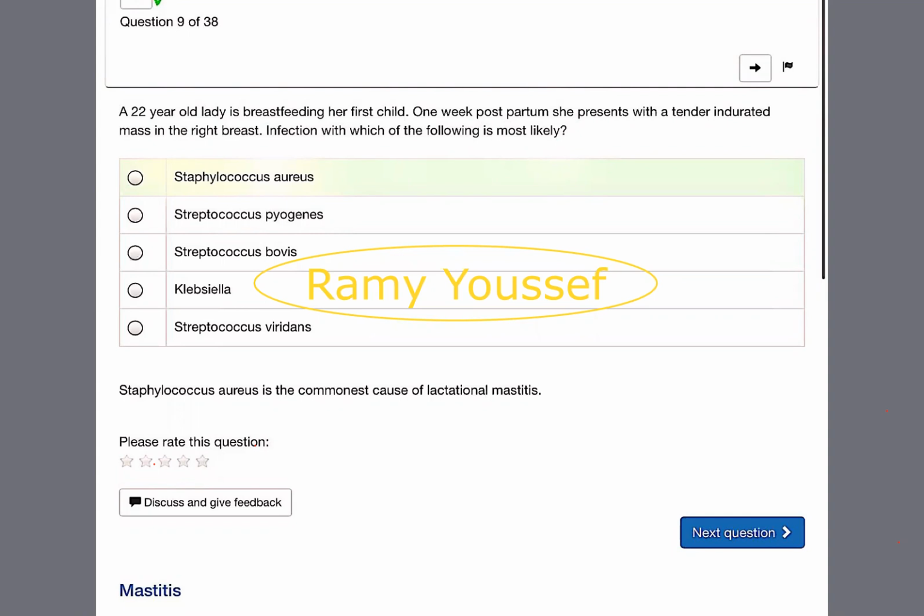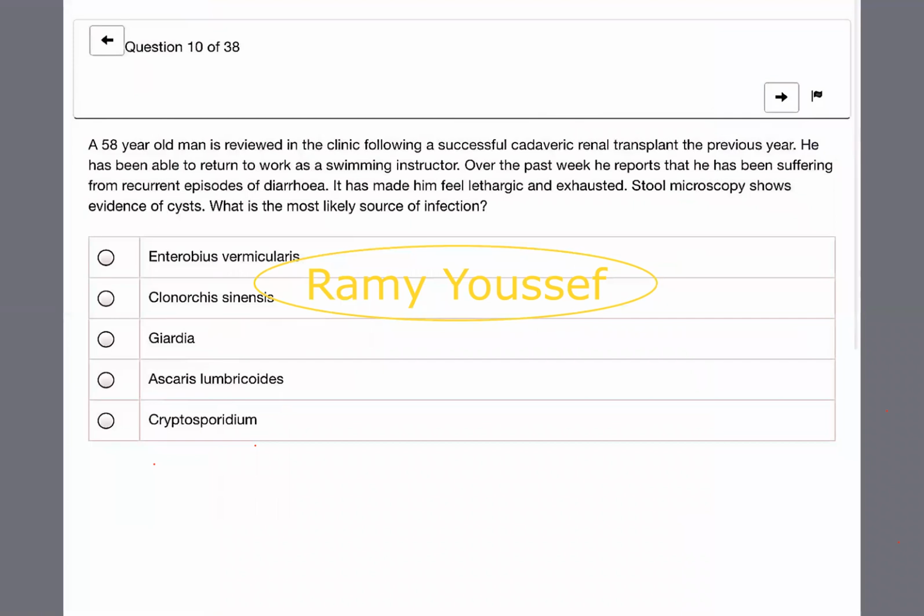Next question, Dr. Ali. A 58-year-old man is reviewed in the clinic following a successful cadaveric renal transplant the previous year. He has been able to return to work as a swimming instructor. Over the past week, he reports that he has been suffering from recurrent episodes of diarrhea. It has made him feel lethargic and exhausted. Stool microscopy shows evidence of cysts. What is the most likely source of infection?